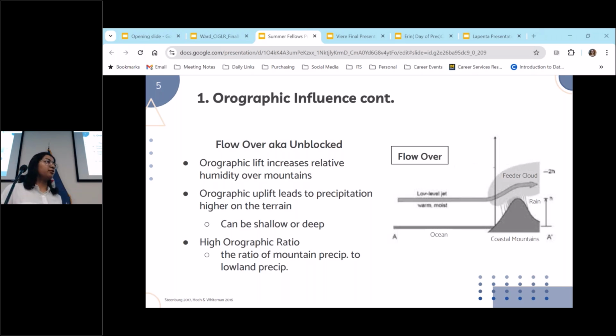This is also called orographic lift, which then increases the relative humidity of the air parcel when it goes over the mountain. Orographic uplift creates precipitation higher on the terrain, which then leads to a high orographic ratio. And orographic ratio is just a fancy term to say that the ratio of the mountain precipitation is higher than the lowland precipitation.